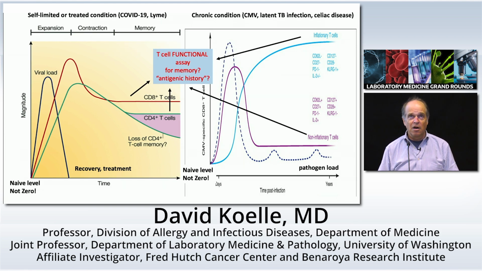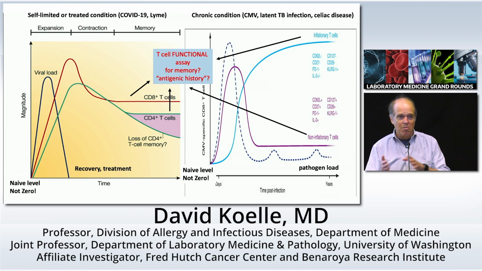One idea is that we can use these T cell functional assays for memory and to read out somebody's antigenic history potentially. It could either be a T cell functional assay or maybe a sequencing assay. I think you're all familiar with taking a drop of serum or a drop of plasma and doing a highly multiplexed serology.